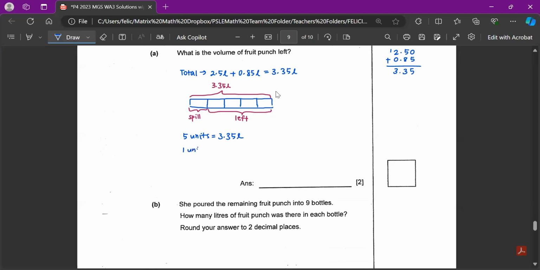So of course, I can work out 1 unit. Always want to work out 1 unit as usual. So 3.35 liters divided by 5. Okay, so this works out to be 0.67 liters. All right, so I'll show the long division as to how to get the 0.67. So 3.35 divided by 5.